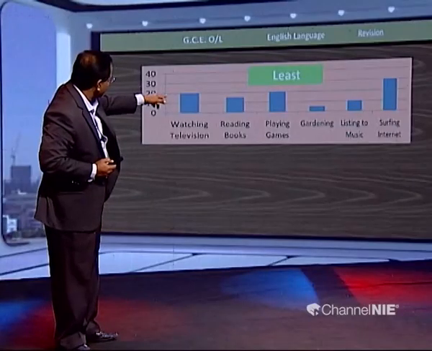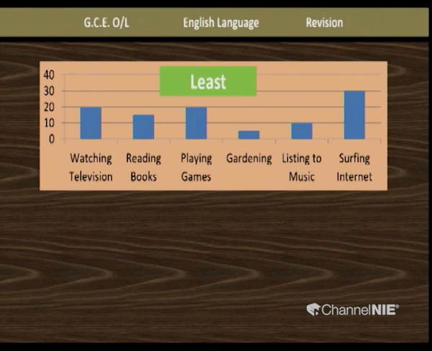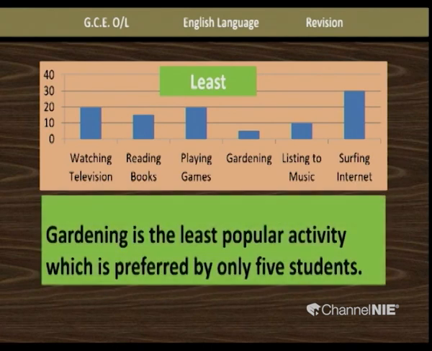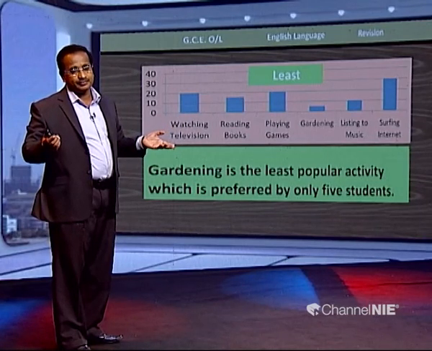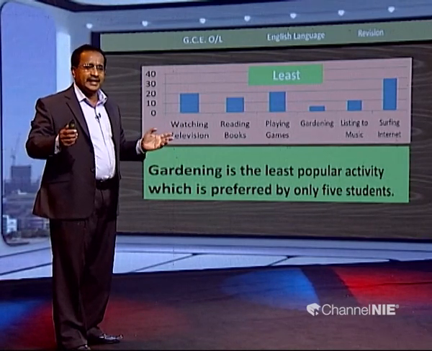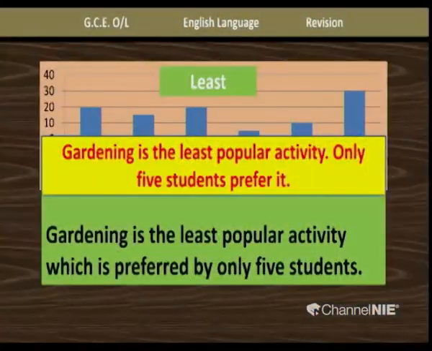What is the lowest? What is the least popular activity? Watching television, reading books, playing games, gardening. Gardening is the least popular activity. Surfing the internet is the most popular activity and gardening is the least popular activity. Look at the sentence. Gardening is the least popular activity which is preferred by only 5 students. Children, if you find that this sentence is very lengthy and difficult to write down, I have another option. Look at this one. Gardening is the least popular activity. Only 5 students prefer it.